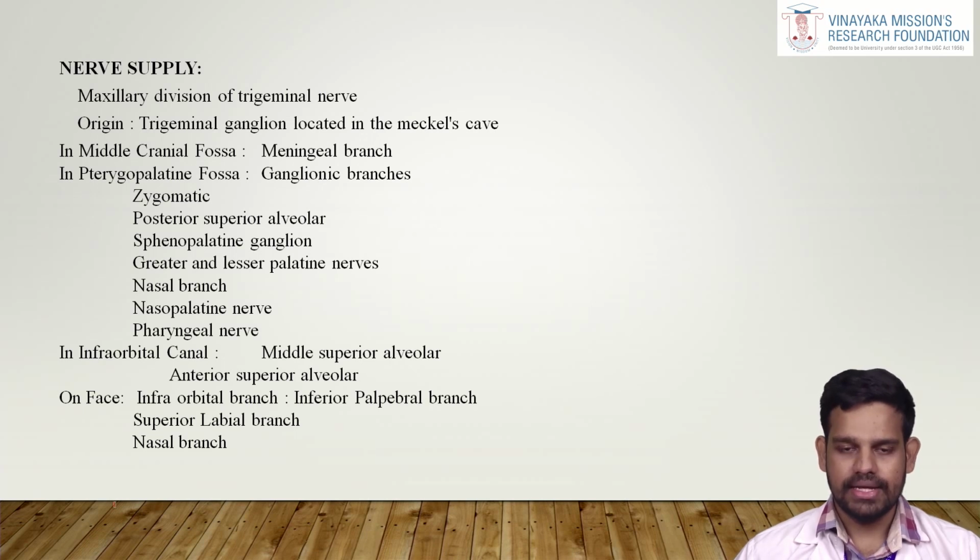In the infraorbital canal, it has a middle superior alveolar nerve and anterior superior alveolar nerve. On the face, it has the infraorbital branch which goes through the inferior orbital canal and gives out the following three branches, which are the inferior palpebral branch, superior labial branch and the nasal branch.